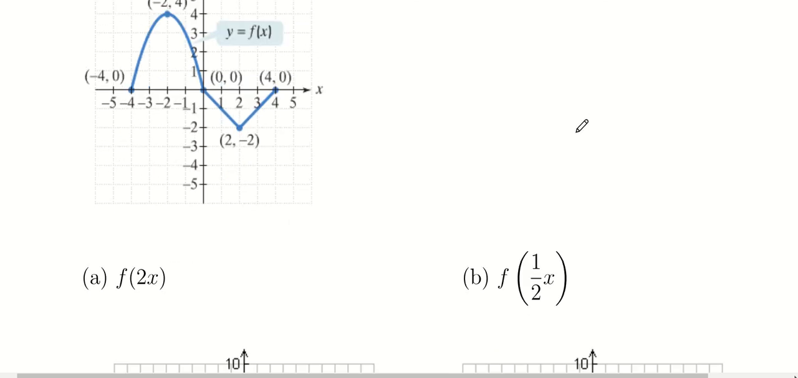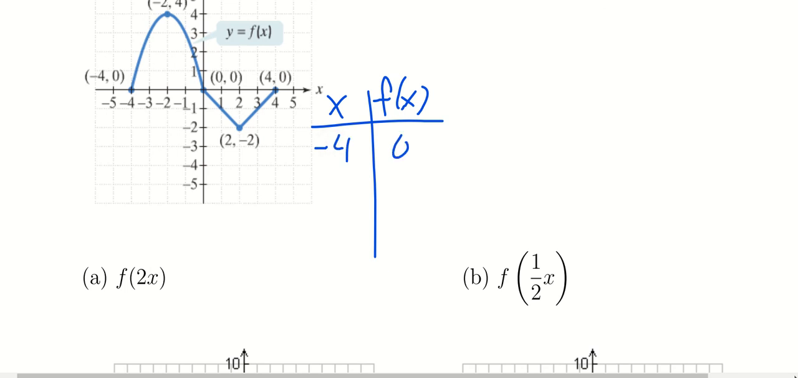So for the original graph of f, some of the key points we see here: we have -4, 0, which is this point. We have -2, 4. We have 0, 0. We have 2, -2. And then we have 4, 0.